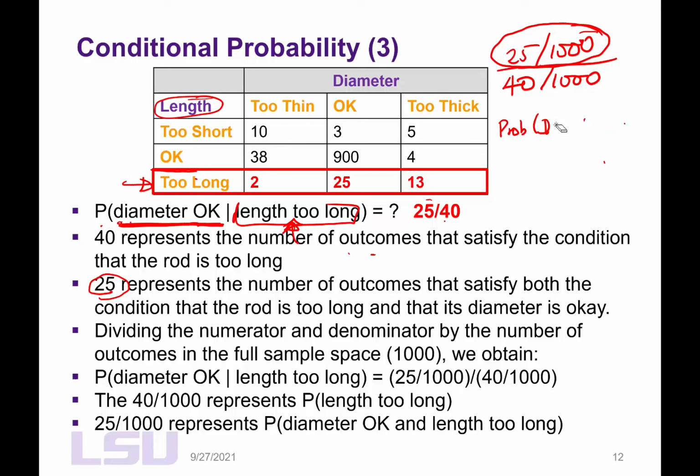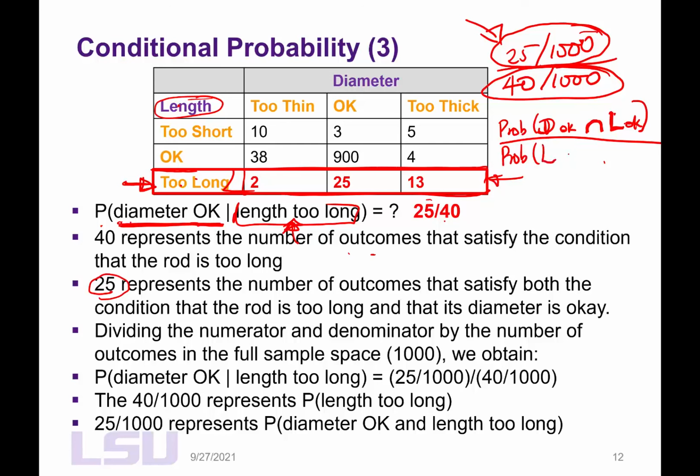What if we make it more succinct and use D for diameter? D okay, intersection, length okay. That's what this numerator is. How about 40 divided by 1000? What's 40? 40 was this sum along this column, and that's the probability length is too long, using an arrow. It's the unconditional probability of length too long.